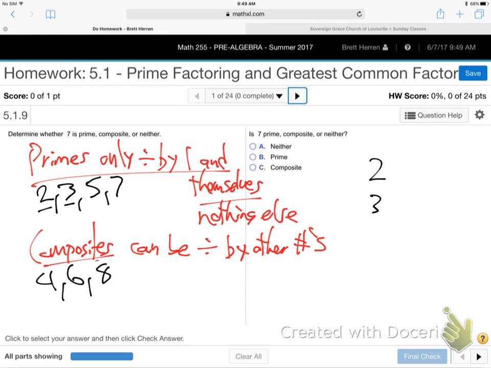Any other even numbers? 8, 10, 12, 14, 16, 18, 20, 22. What are those even numbers all made out of? 2 times something. Because they're even. Right? That's what it means to be even. You're divisible by 2. Pick any even number you want. 24. That's 2 times 12. There's other ways to write it also, but at the least you could say it's 2 times 12.